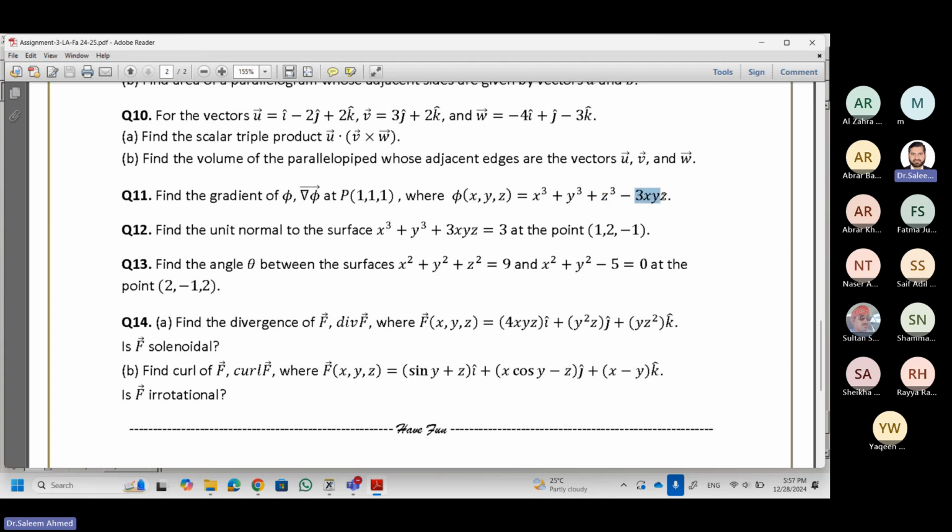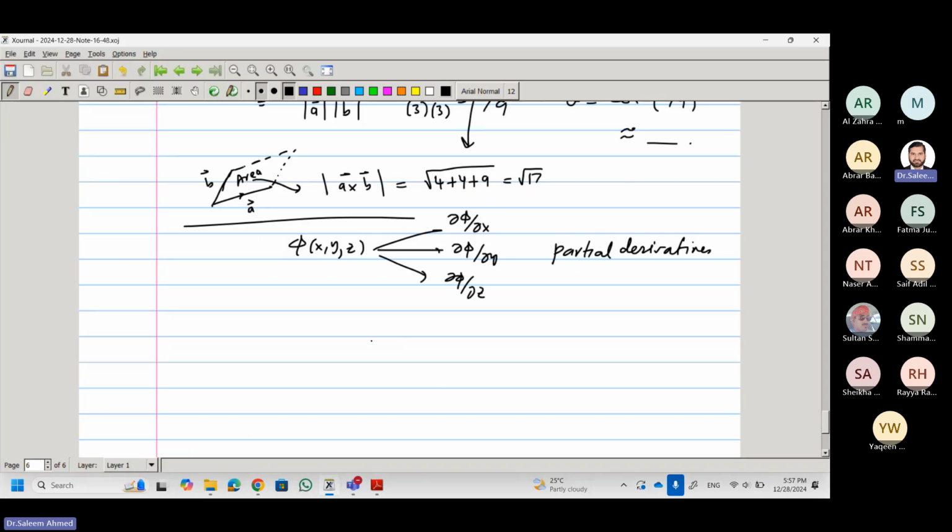And here 3yz are constant, the derivative of x will be 1. So it will become 3x squared minus 3yz. Similarly, the derivative with respect to y will become 3y squared minus 3xz and so on. So finding the partial derivatives is not an issue, and we find these derivatives and put them in the formula. Gradient of phi is a vector which takes the x derivative with i, the y derivative with j, and the z derivative with k. So if you find all these derivatives and put them here, it will give you the gradient of the function.